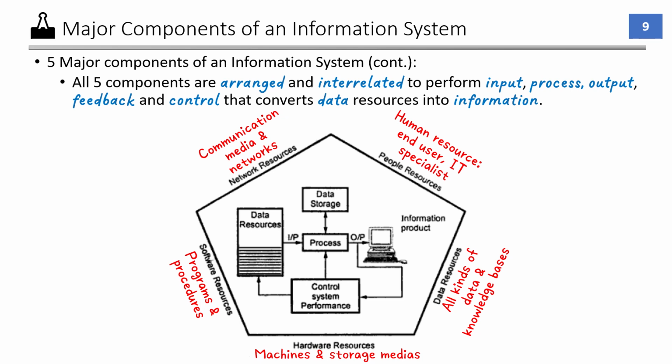The system takes data as input, processes it using software, and hardware stores it when needed, and produces information as output. Feedback from the output is then used for control, which helps monitor performance and make adjustments if necessary. All components must work together smoothly for an information system to effectively support business operations and decision making.